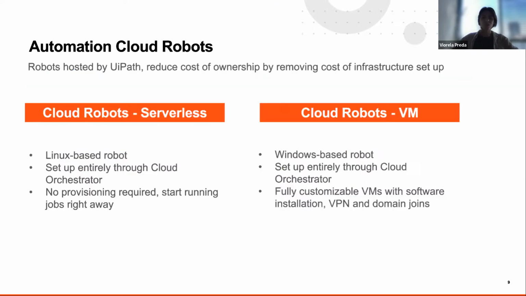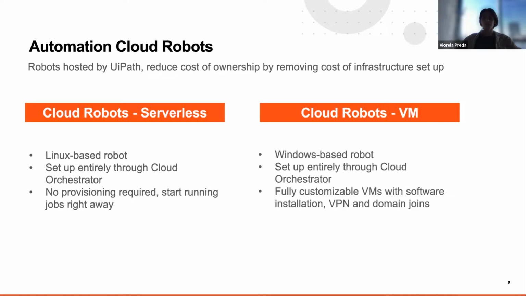Now what's new, especially in cloud, is Automation Cloud Robots. There are two types of Automation Cloud Robots, what we call serverless and Cloud Robots VM. Serverless robots run cross-platform processes. For example, in Studio, you will create a new project of type cross-platform without UI. This is important because this is a Linux-based robot and it doesn't use a session. So for moving files, for example, you could use this one.